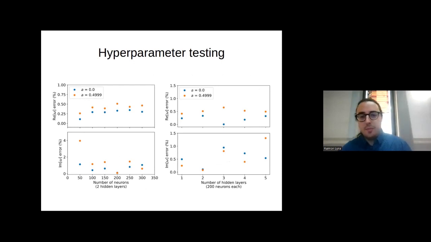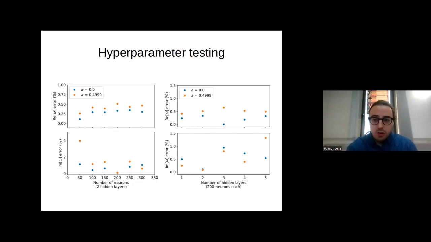We did a bit of hyperparameter testing. By hyperparameter, we mean any parameter that is not being trained, so anything that is not a weight or a bias. In this case, it is mainly the number of neurons in each layer and the number of hidden layers. As you can see, there is not a very clear trend, but by computing the error that we commit in the real and imaginary part of the modes after 2000 iterations, we decided to choose 2 layers with 200 neurons each. Like two hidden layers, so you have the input, then 2 hidden layers, and then the output layer, which is just 1 neuron, or 2 neurons actually.